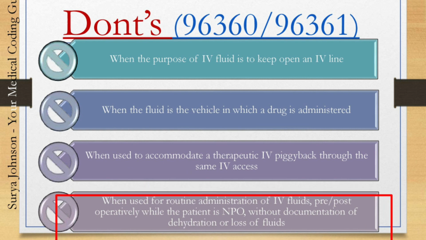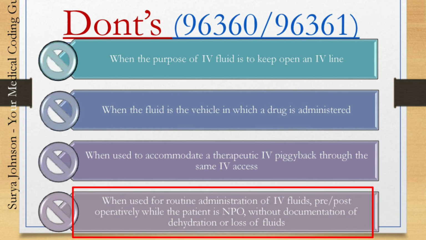So you cannot code a hydration CPT code when used for routine administration of IV fluids pre- or post-operatively while the patient is in NPO state without documentation of dehydration or loss of fluids. It means you cannot code hydration CPT when it is given during the post or pre-operative stage, when the patient will not have anything orally, right? So in this case, it is not for dehydration or loss of fluids. So there is no particular medical necessity for the administration, so we cannot code this separately.